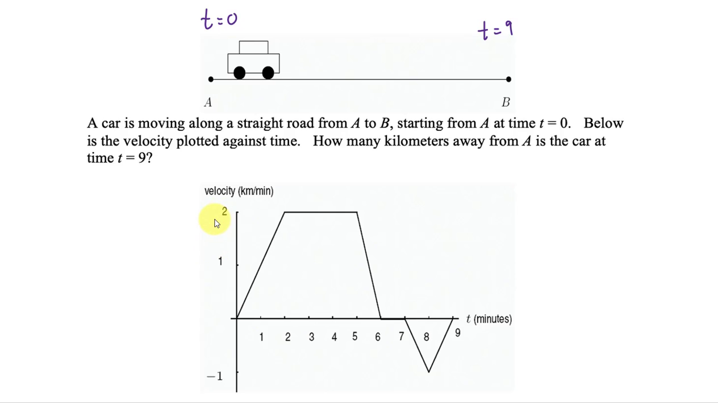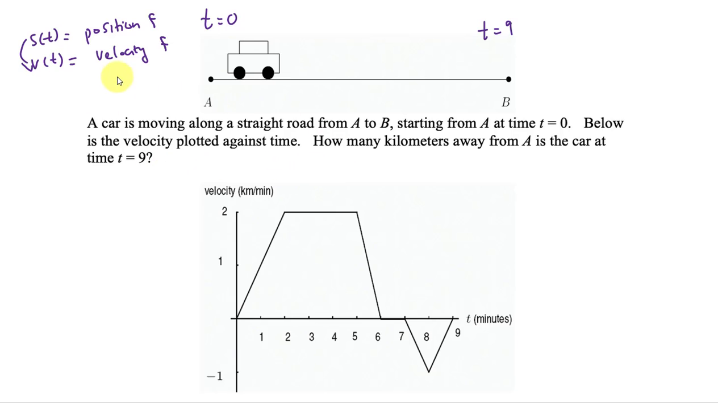Okay, so this is a problem about the position and the velocity. So recall that the velocity is the derivative of the position. So usually we let s of t be the position function and v of t be the velocity function. So to go from position to velocity, you need to take the derivative. And then to go back from velocity to the position, we take the integral.